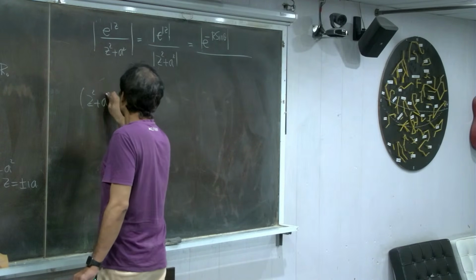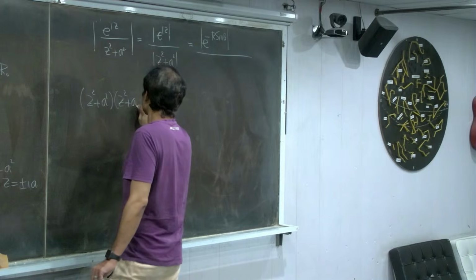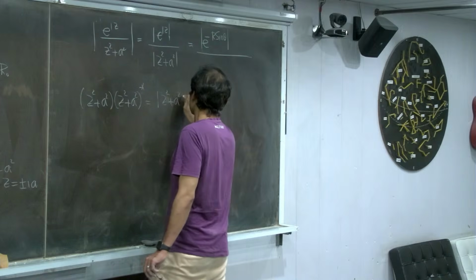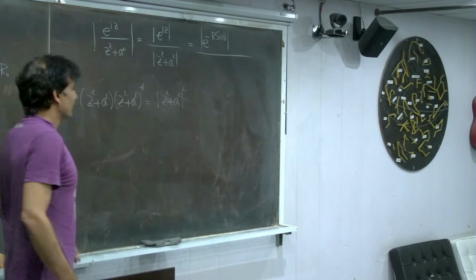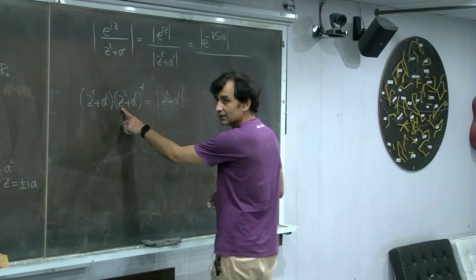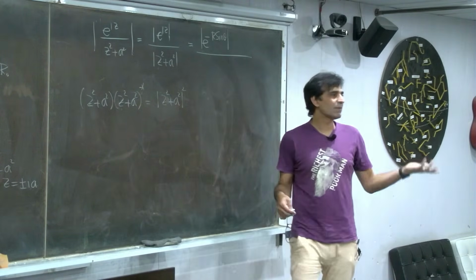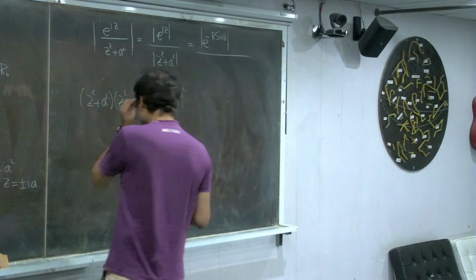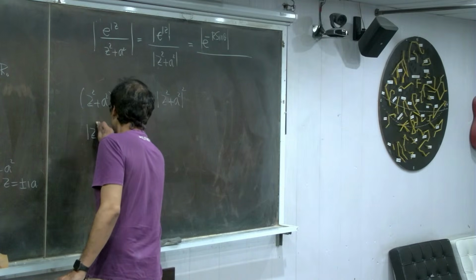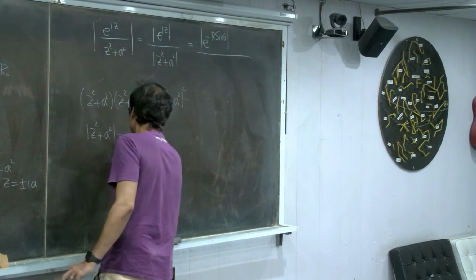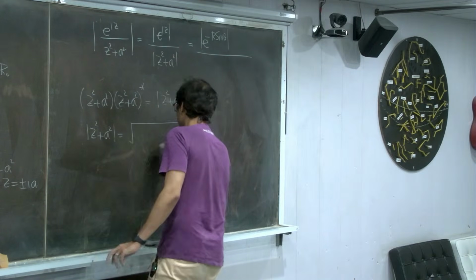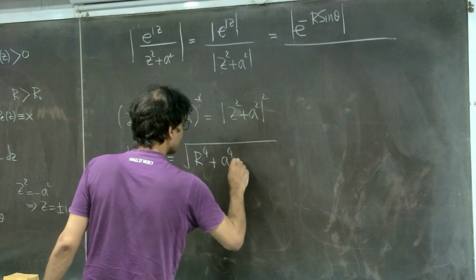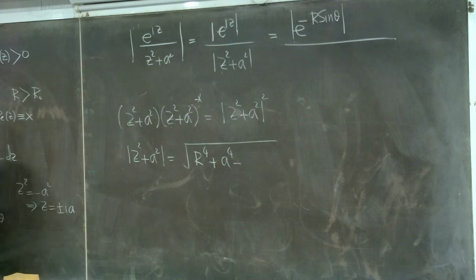z squared plus a squared. You can take a star, and this becomes the modulus squared of z squared plus a squared. And there is no problem with this star because this becomes z star squared, and you remember the cosine theta, sin theta identities. And then you can write the modulus of z squared plus a squared as the square root of r to the power 4 plus a to the power 4, then what?